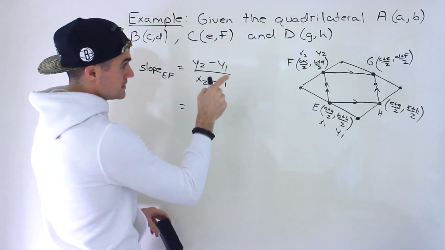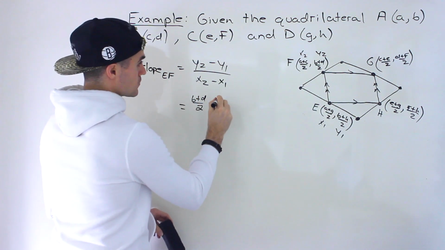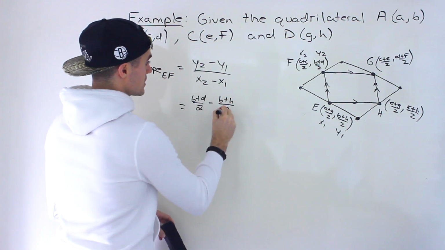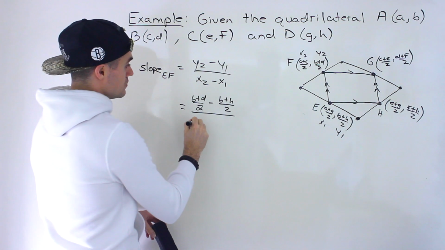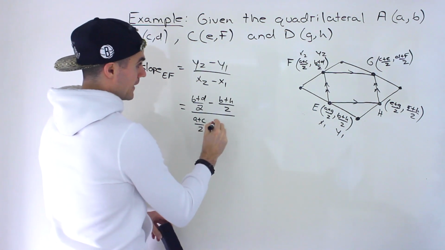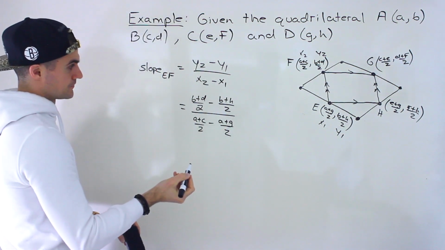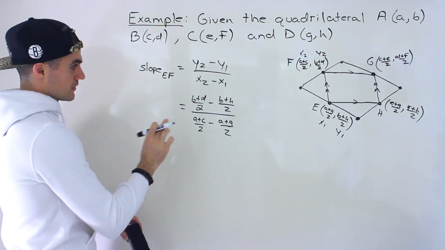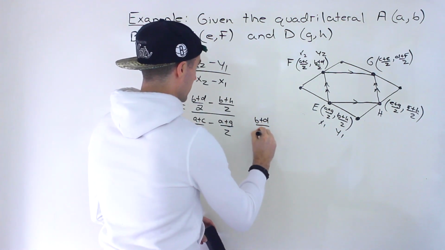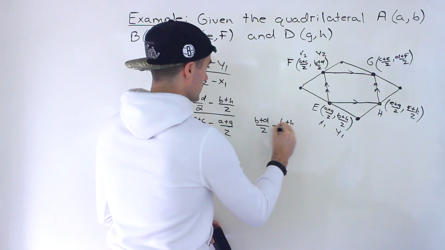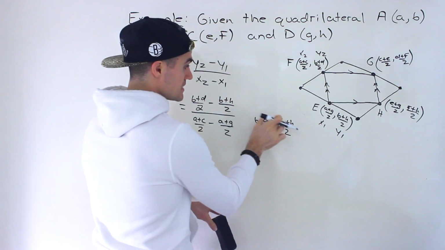So notice that y2, we got b plus d over 2, minus y1, which is b plus h, that's going to be over 2, and then that's going to be divided by x2 minus x1, like that. So what we can do here is let's work with the numerator separately, just because there's a lot going on there. Right, there's a lot of fractions. So notice we already have a common denominator. So what we can do is we could take this and subtract that.